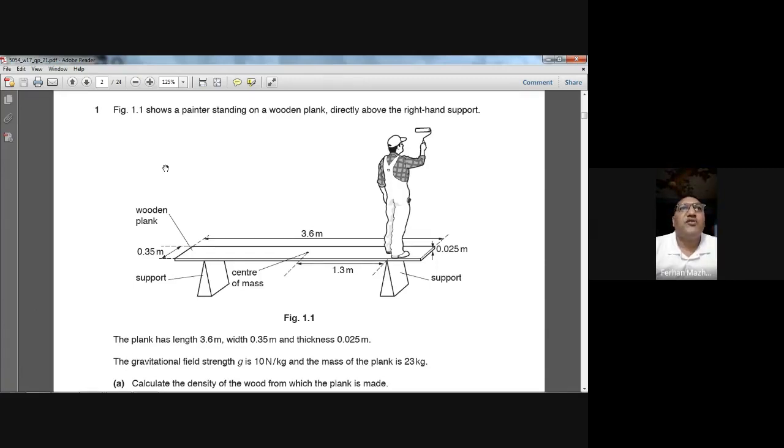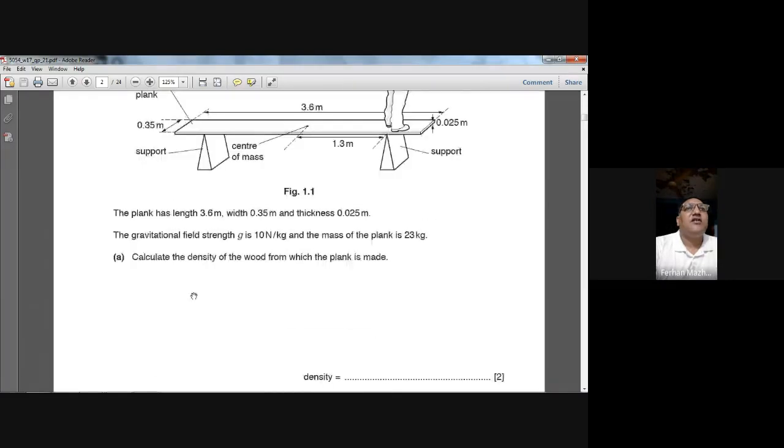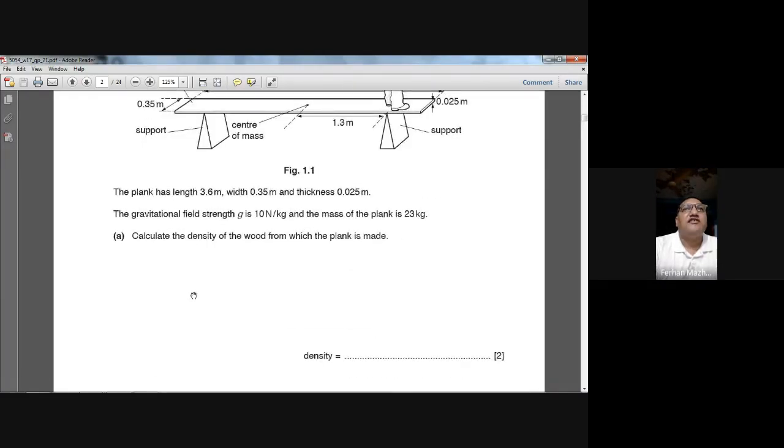Question 1 is on your screen. Figure 1.1 shows a painter standing on a wooden plank directly above the right-hand support. The plank has a length of 3.6 meter, width 0.35 meter, and thickness 0.025 meter. The gravitational field strength g is 10 Newton per kg, and the mass of the plank is 23 kg. Question 1: calculate the density of the wood from which the plank is made.